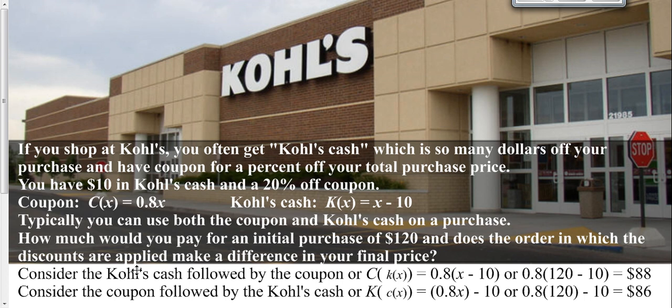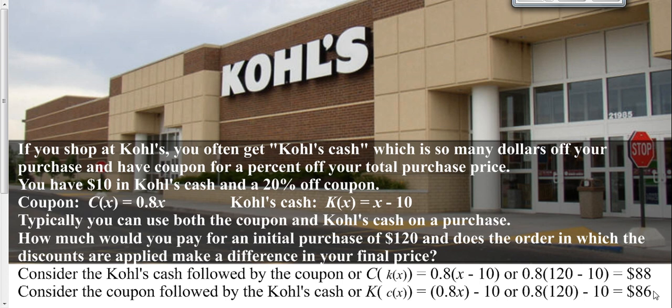Is that the same as what happens when we do the coupon first and then do the Kohl's cash afterwards? In other words, in function notation, you're taking your coupon, the C of X right here, and plugging it in for X in the K. So we have to take our 0.8 times X, plug that in over here where we see our X. So we have our 0.8X minus our 10. When we work this out for $120, we go 120 times 0.8, get that price, subtract our 10, and we get 86. So it does make a difference.